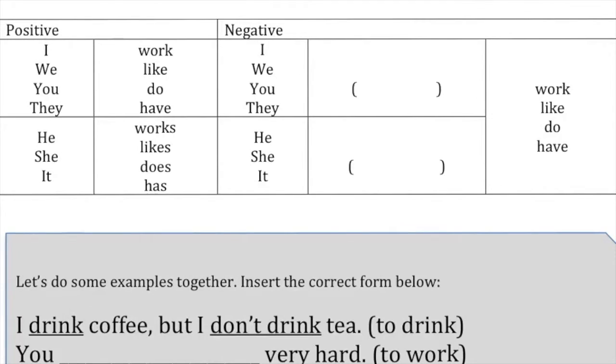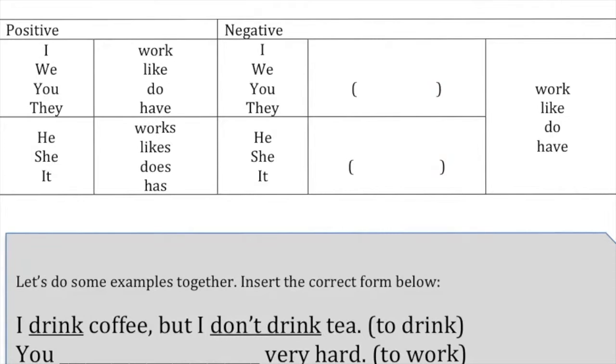Right here I wrote the positives. We have I, you, we, you, they: work, like, do, have. And for he, she, it: works, likes, does, has. We have this S thing going on over here. For negatives it's a little different. For negatives, as you can see over here, I wrote the verb. And so the verb doesn't change, no matter if it's I, we, you, they, he, she, or it. It's always work, like, do, have. But something else changes in here.